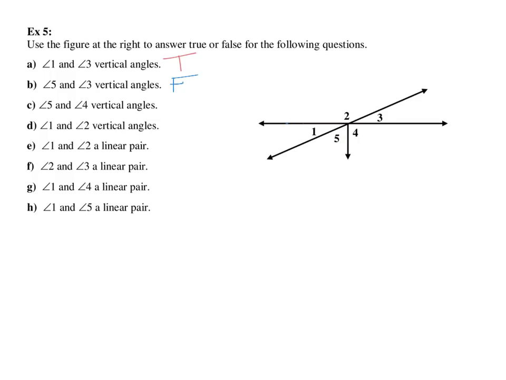And now we have 5 and 4. 5 and 4 are vertical angles. Definitely not. False. Then you have 1 and 2 are vertical angles. Those are not vertical angles. Then we have 1 and 2 are a linear pair. Yes, 1 and 2 are a linear pair. They form a line together. So that's true.